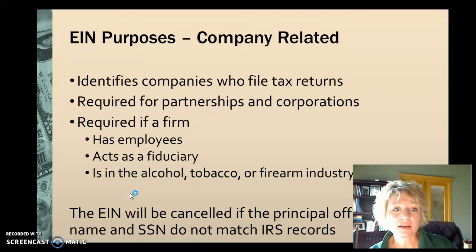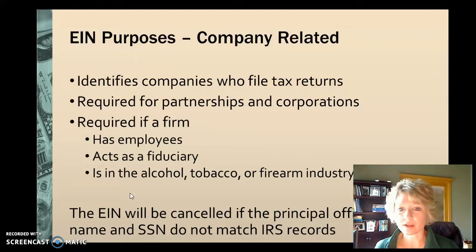The EIN purpose, which is the employer identification number, identifies companies who file tax returns. It's required for partnerships and corporations. It is required if a firm has employees, acts as a fiduciary, and is in the alcohol, tobacco, and firearm industry. The EIN will be canceled if the principal officer's name and social security numbers do not match the IRS records. That's very, very important that they must match. If they don't match, the IRS will conduct an audit to figure out exactly what happened with the company.